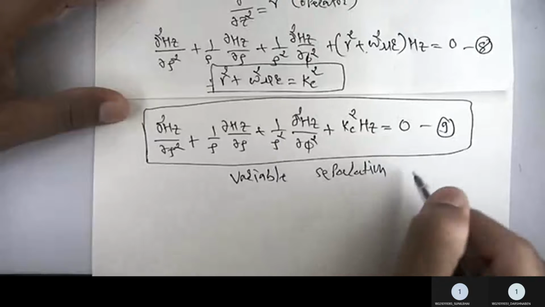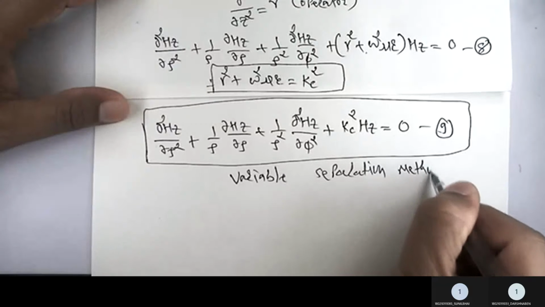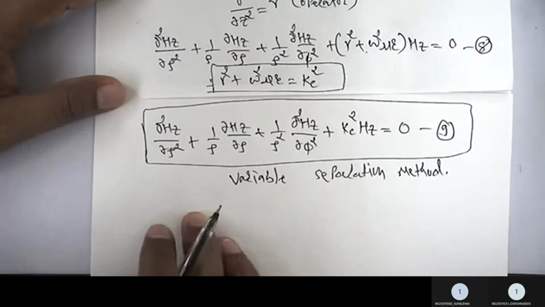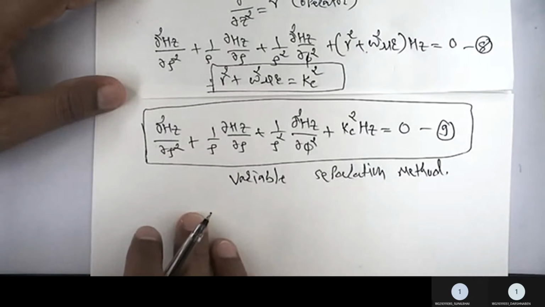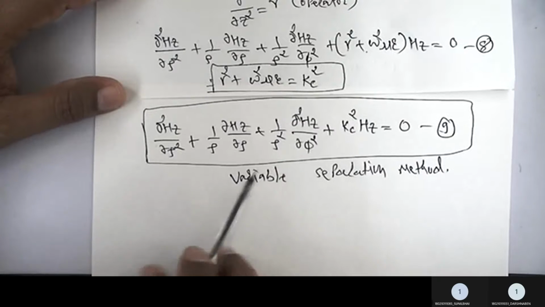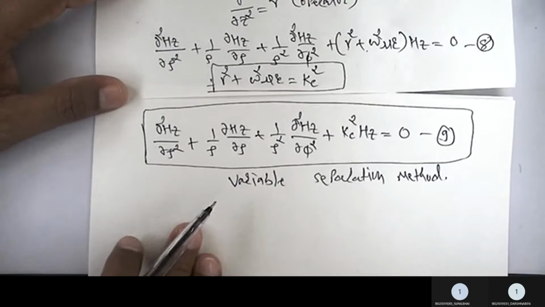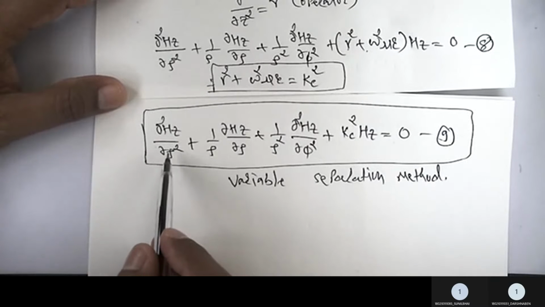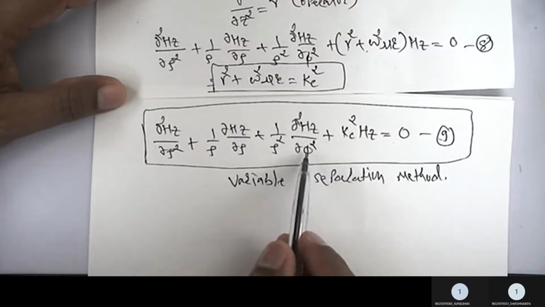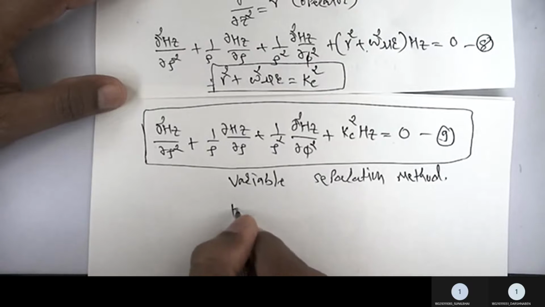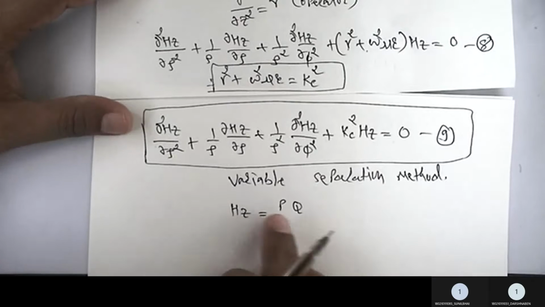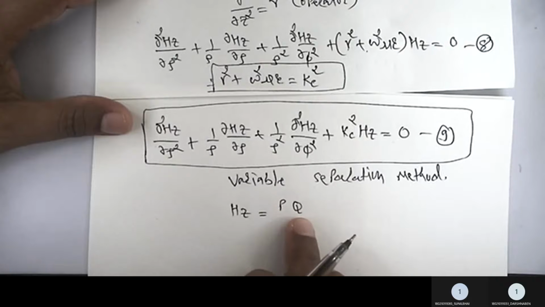Variable separation method. In this method, what will happen? Here you can see that now there are two variables, and if we can find the solution for those two variables, then one part is nothing but rho and one part is nothing but phi. So I can write that the solution h of z is nothing but, for example, two functions. One function is considered as one variable, p, and another is the variable q.